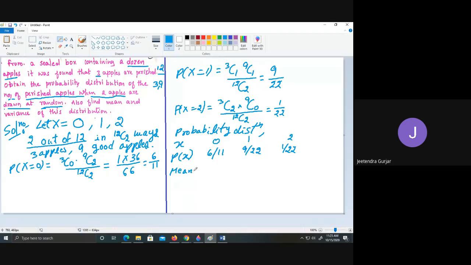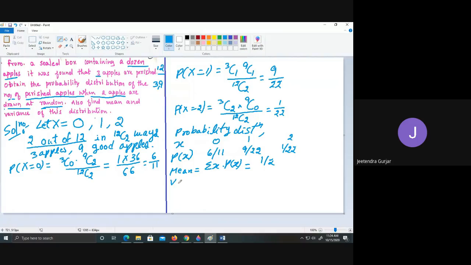What is the mean formula? You have to remember this, students. It is summation x into p of x. So you start calculating. I will tell you how. 0 into 6 divided by 11 is 0. Leave this. 1 into 9 divided by 22 plus 2 into 1 divided by 22. So what is the answer I am going to get here, students? 1/2. Yes, very good. Excellent. They are understanding now how you are going to simplify the mean.